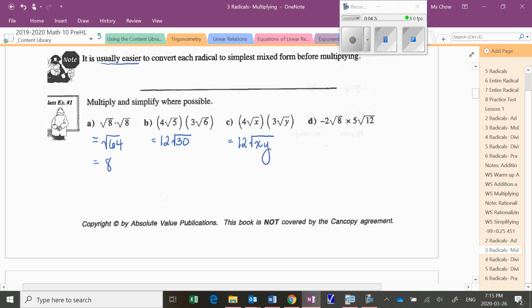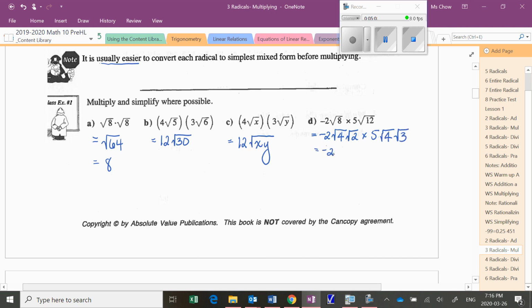And then for this last one, if you take a look at this, we have two ways of going through this. The first way would be to simplify that root 8 and root 12. These aren't huge numbers, so it's not going to be awful if we were to just go ahead and multiply, but let's take a look here. So we've got negative 2 times, and root 8 is the same as root 4 times root 2, times 5, and root 12 is the same as root 4 times root 3.